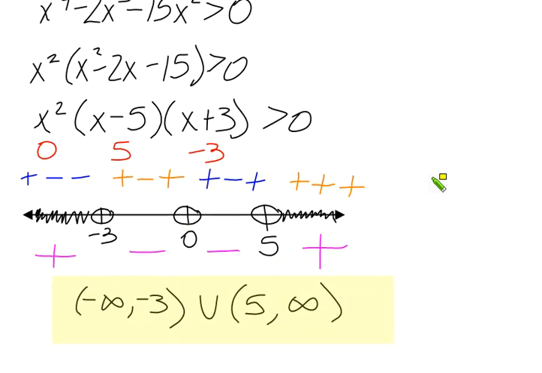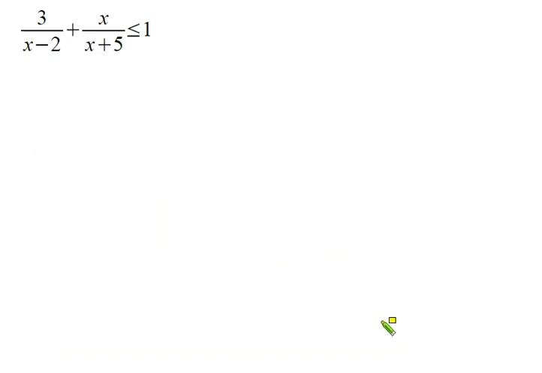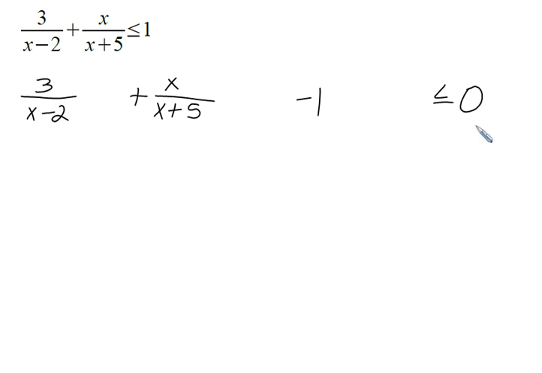Next, let's look at rational inequalities. The problem we're considering is on the screen. To start us off, the first thing we'll do is subtract 1 from both sides, as we need everything on one side of the inequality and 0 on the other side of the inequality.